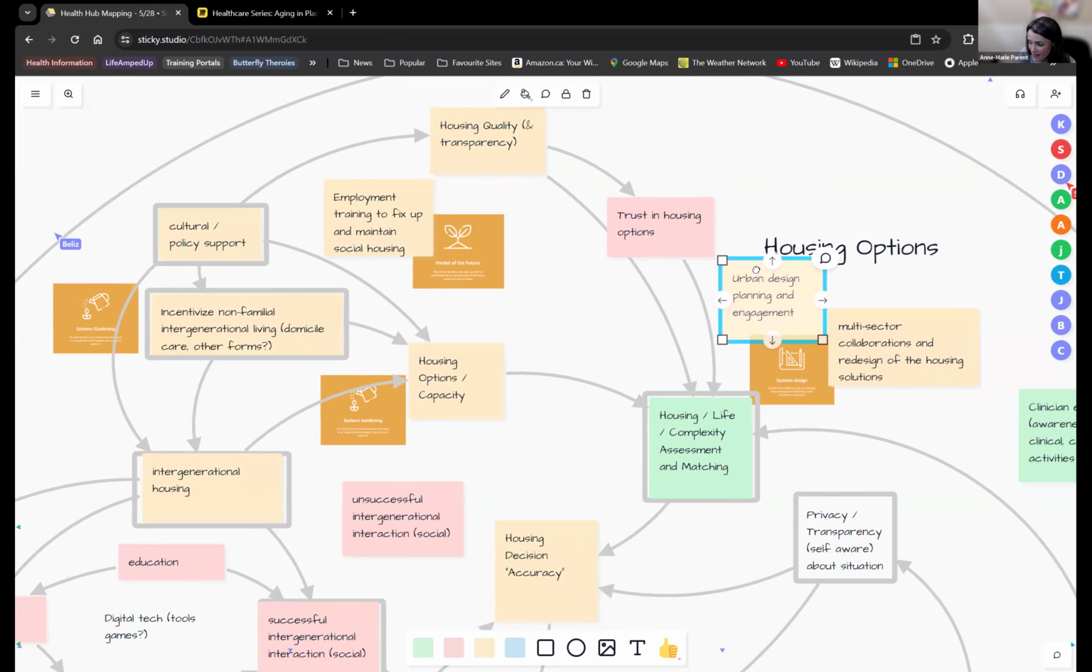Thank you for that. I captured that in a sticky. Yeah. So I think the multi-sector collaboration for housing also has a broader element around urban design.